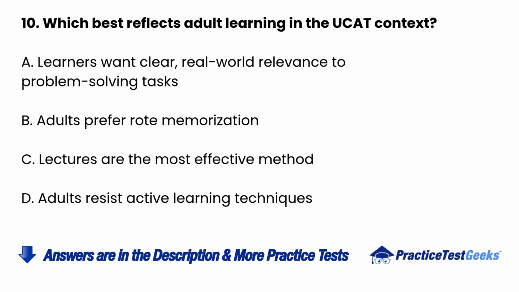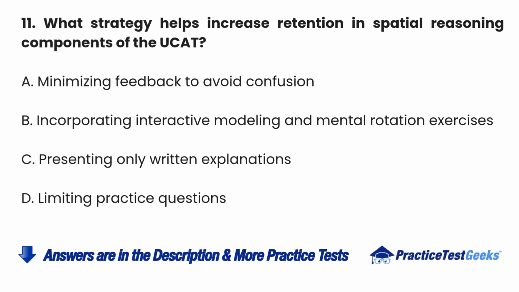10. Which best reflects adult learning in the UCAT context? A. Learners want clear, real-world relevance to problem-solving tasks. B. Adults prefer rote memorization. C. Lectures are the most effective method. D. Adults resist active learning techniques.